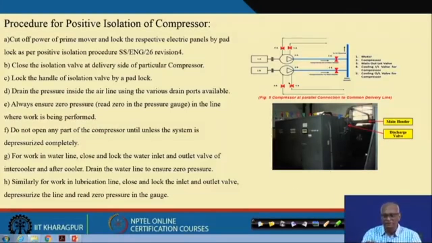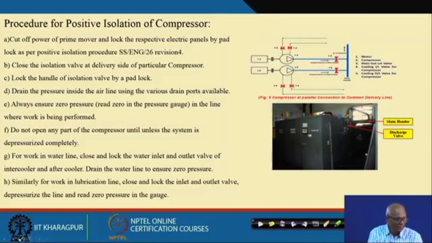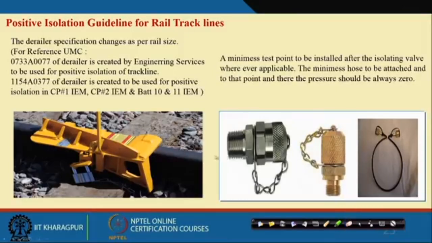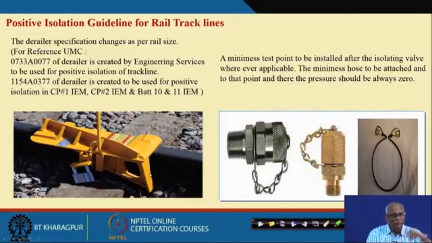This is called compressor isolation. Railway tracks: in industries, there are railway tracks. If somebody is working there, people put flags, but that is not energy isolation. They put the derailer. This is the derailer. When any equipment comes, it will come here and get derailed; the railway engine will get derailed. On the derailer, you put the lock so that nobody can open it. If I am working in this direction and rail traffic can come from both sides, then I work between two derailers.